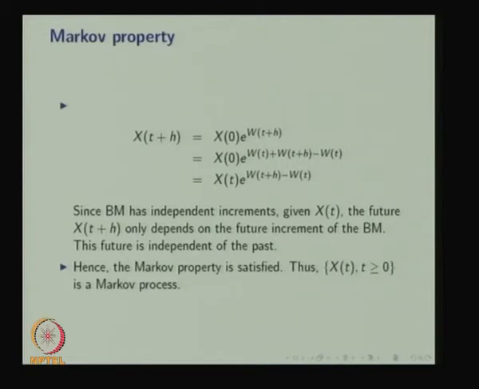or it is independent of the past information. Hence, the Markov property is satisfied by X_t. Hence, X_t is a Markov process. So, geometric Brownian motion is also a Markov process.